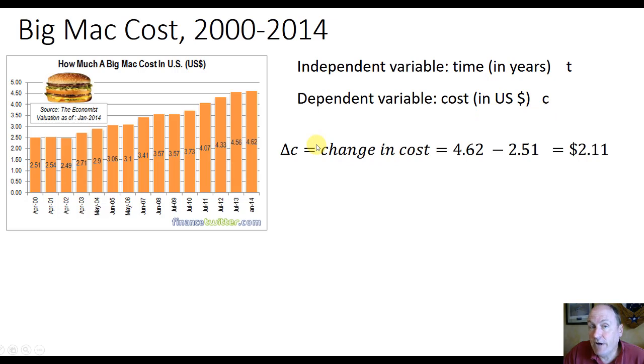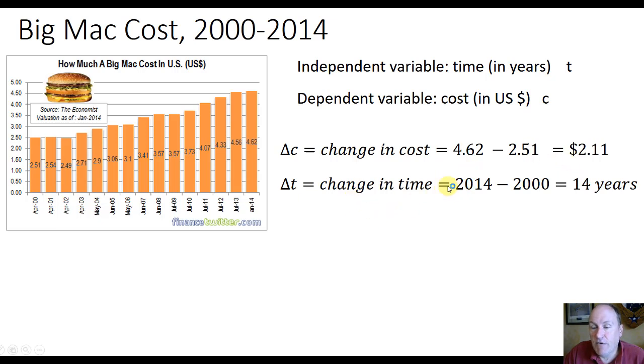So to be able to find the rate of change, we need to find the change in the dependent variable and the change in the independent variable. So the change in cost, delta c, change in the dependent variable, remember delta means change, is equal to $4.62 in 2014 minus $2.51 in 2000. So we're going to take the more recent one first and subtract the earlier one from it. The difference is $2.11. So over that entire period, $2.11 was the increase in the Big Mac's cost.